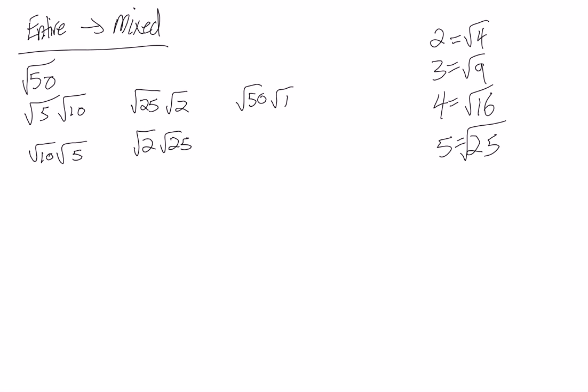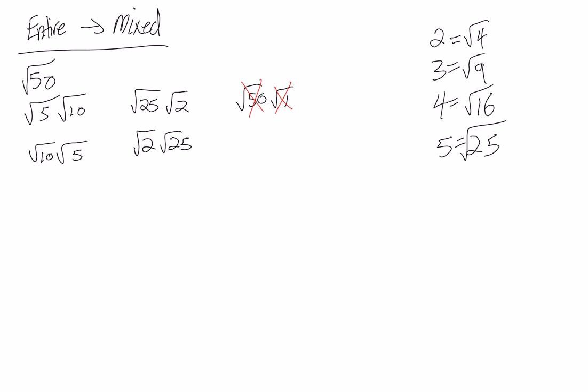So let's figure out which one we should use. We've got all these different combinations. Which one's going to be the best? First off, 50 and 1 would be a bad choice because the square root of 1 is 1, so we don't change anything. We just have 1 times root 50, which is right back to what we started with. So that isn't going to work.